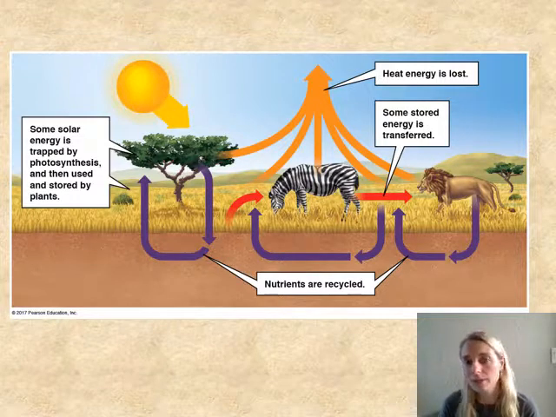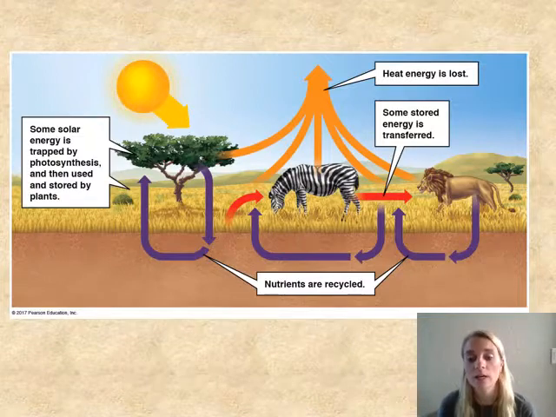But nutrients are recycled. So the carbon in the sugar gets recycled. The nitrogen in the proteins gets recycled. So nutrients can get recycled. Energy is a one-way flow.